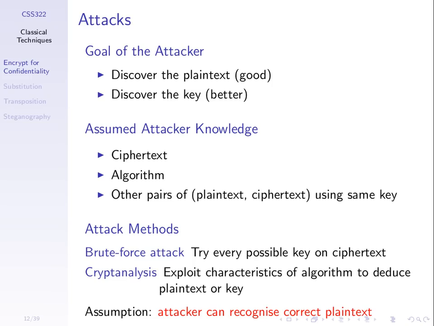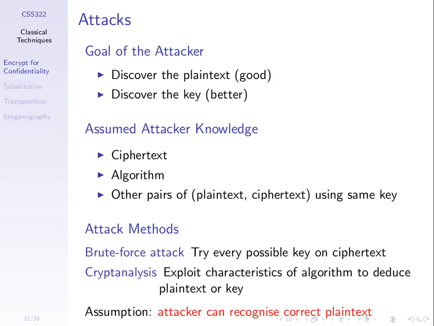And often finding the key is better because in practice what many people do is send many messages encrypted using the same key. So once you know the key, you can easily decrypt future messages. So the attacker finds the plain text and or key. If they find either one of them, we say the system is defeated. It's not secure. What does the attacker know? We assume they know the ciphertext, that they can intercept and find the ciphertext. We assume they know what algorithm is being used, the details of that algorithm, the parameters of that algorithm.